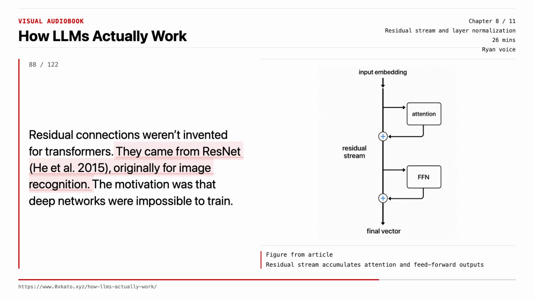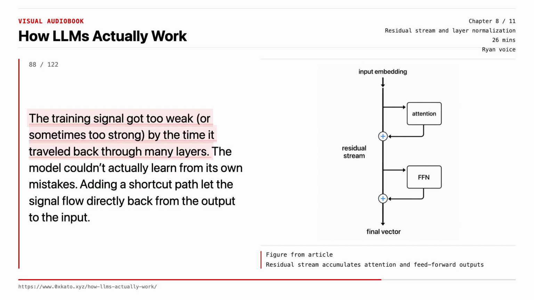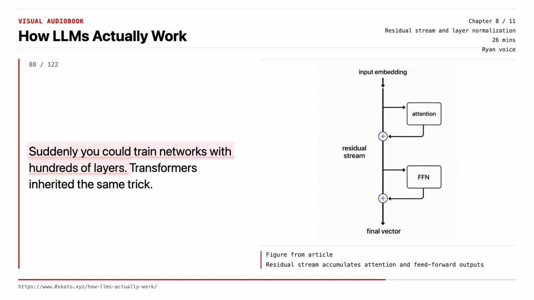Residual connections weren't invented for transformers. They came from ResNet, He et al. 2015, originally for image recognition. The motivation was that deep networks were impossible to train. The training signal got too weak, or sometimes too strong, by the time it traveled back through many layers. The model couldn't actually learn from its own mistakes. Adding a shortcut path let the signal flow directly back from the output to the input. Suddenly, you could train networks with hundreds of layers.